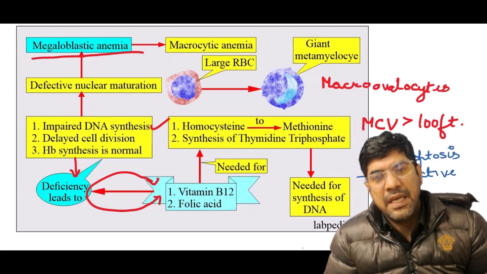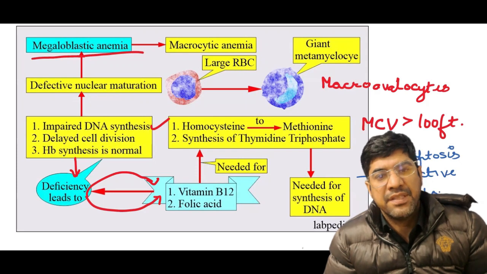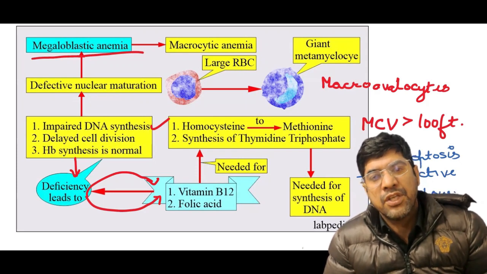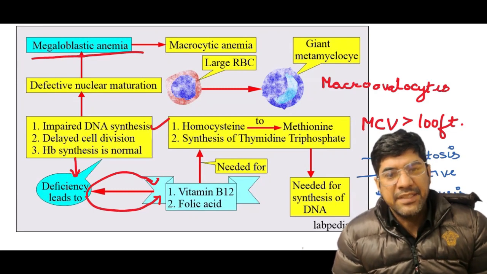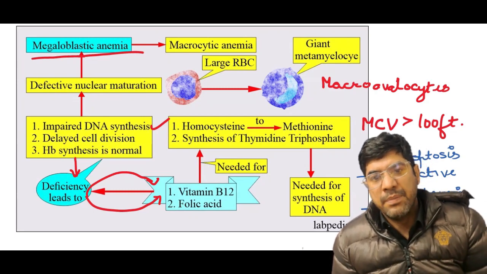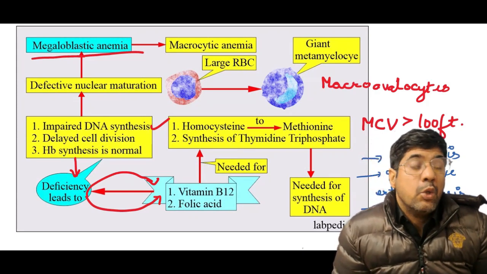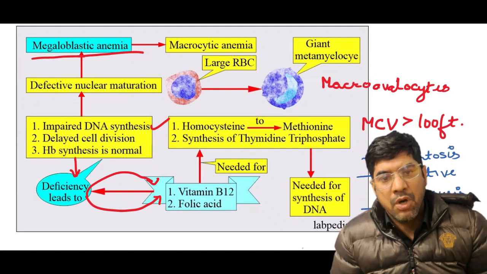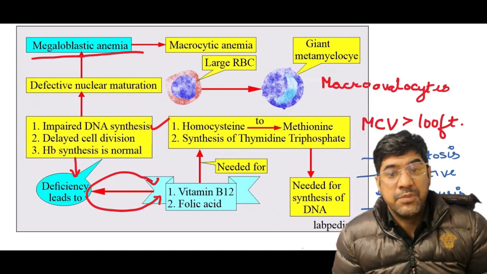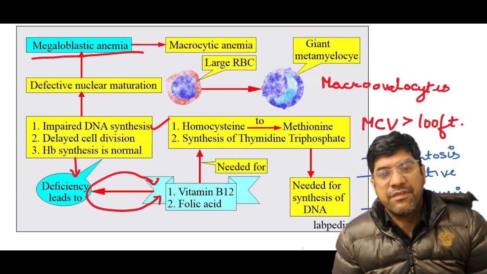Second is ineffective erythropoiesis. The disrupted maturation process leads to production of immature RBCs. These immature RBCs are incapable of functioning properly, which leads to ineffective blood cell production. These abnormal red blood cells rupture prematurely within the bone marrow, which leads to destruction of red blood cells before they fully mature.